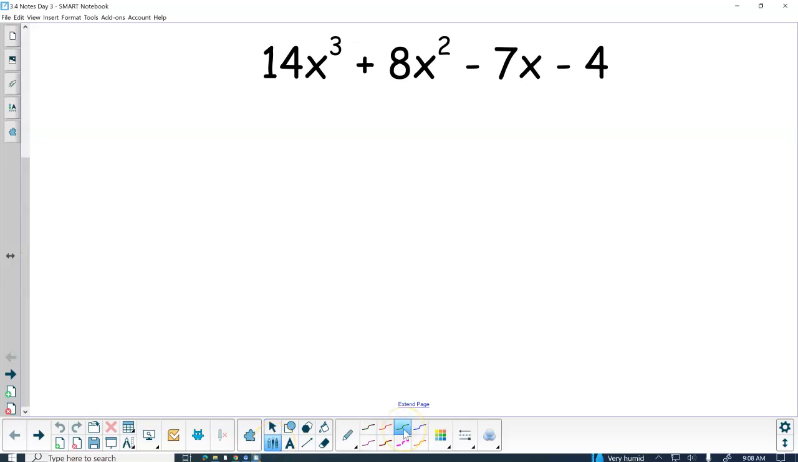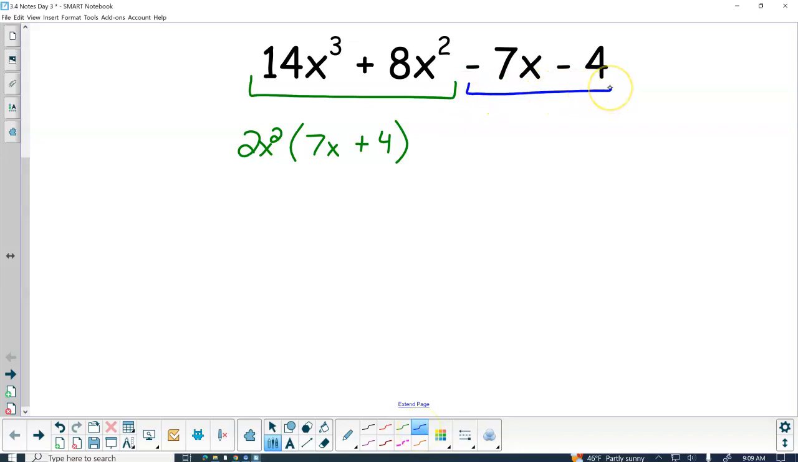So we look at the first half, and I GCF that. What can I yank out of there? Let's see. 2 for the number, and x squared for the variable. 2x squared. And that leaves me with 7x plus 4. Yep. Out of the second half here, -1. And that's going to leave me with 7x plus 4.